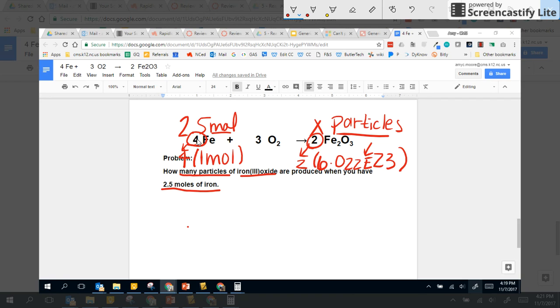So now we set this up into our proportion. So on the top left, we have 2.5. On the bottom, 4 times 1 is 4. On the top up here, we have X. Down here, we have 2 times Avogadro's number.